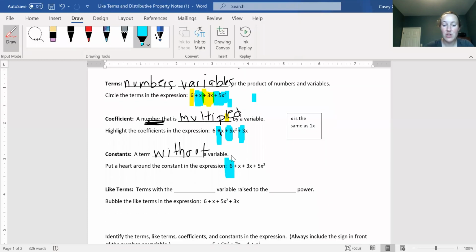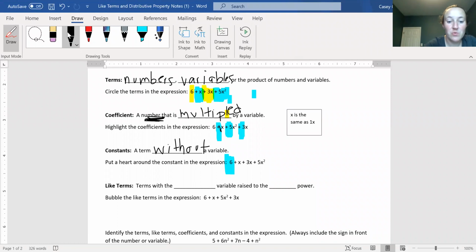Like terms, those are going to be terms with the same variable raised to the same power. Now, another word for power that we've already talked about today is exponent. So if you want to cross off the word power and put down exponent, you can do that. But both things have to be the same.